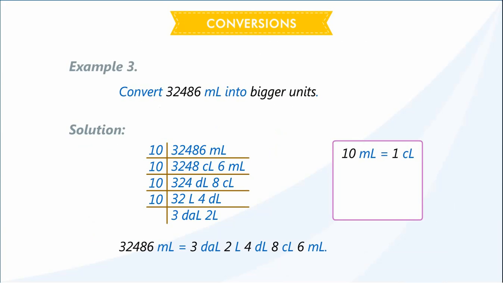Note, 10 milliliter is equal to 1 centiliter. 10 centiliter is equal to 1 deciliter. 10 deciliter is equal to 1 liter. 10 liter is equal to 1 decaliter.